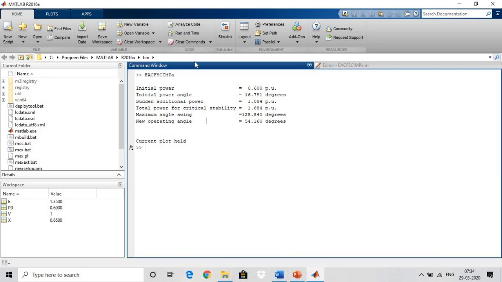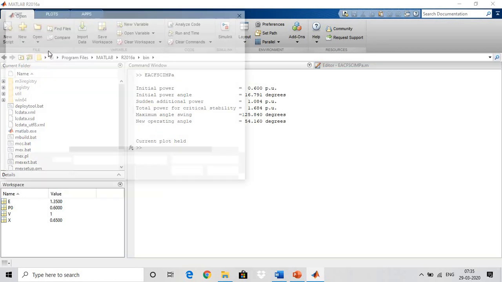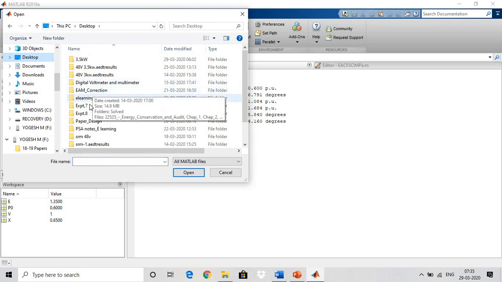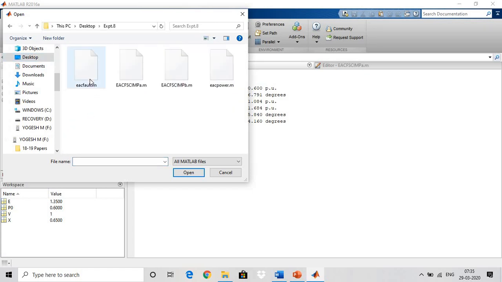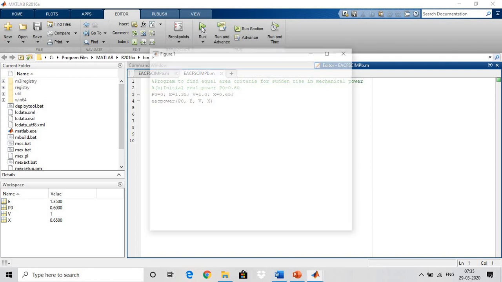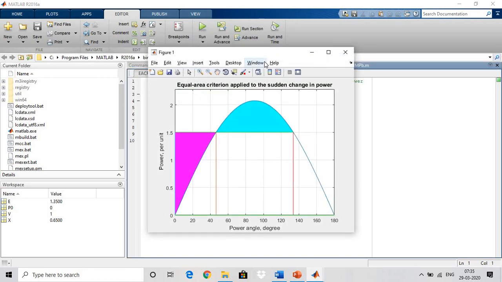Now we will repeat the same procedure as per the example, but in the second case we have to change the initial power to 0. That is, in the first case the initial power is 0.6, but now we have to repeat it with initial power 0. The program is similar to the first case, with the only change that the initial power is changed from 0.6 to 0. Now I will plot the equal area criteria by using the MATLAB software.